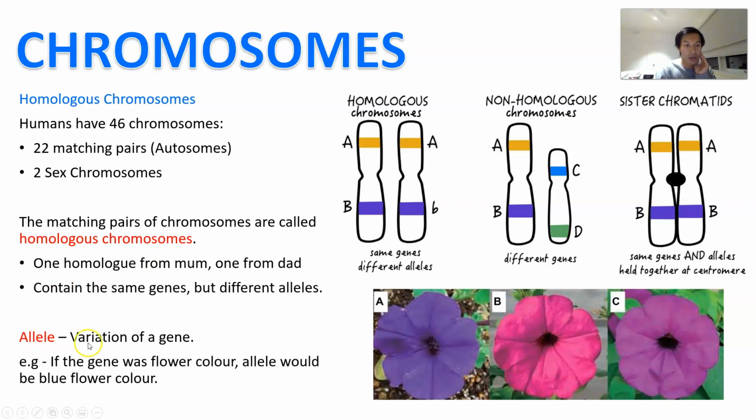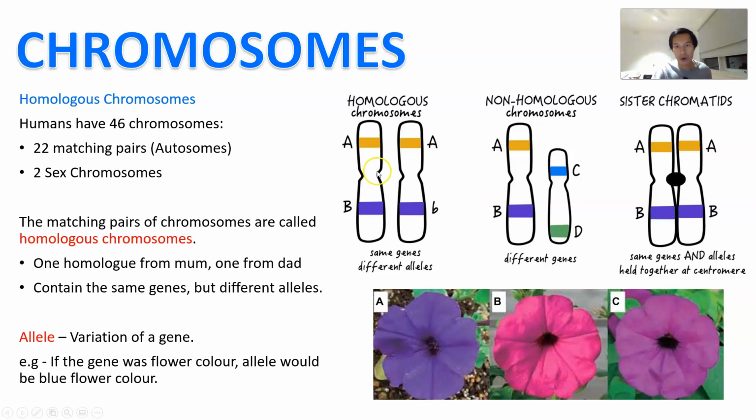And so the allele is the variation of the gene. So for example, if the gene was flower color, the allele for a particular gene would be blue flower color. So you can see there, gene is like the general category, allele is the specific trait, right? So here you go, you've got 3 alleles possible here. You've got a violet, a pink, and maybe a purple color, right? And so you can see there are 3 alleles, but the same gene, which is flower color, right?